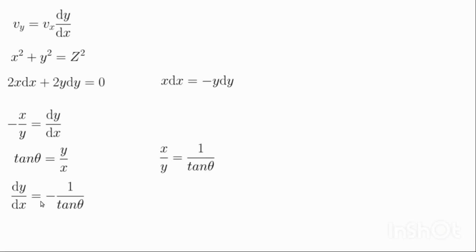Now that we have our dy/dx equal to minus 1 over tan theta, we can substitute here, and that gives us Vy equal to, remember that we said our Vx is a negative value, so it becomes minus Vx times minus 1 over tan theta. And with that, if we substitute the value of theta, we have Vy equal to Vx times 1 over tan 55. And that gives us 0.7 Vx.